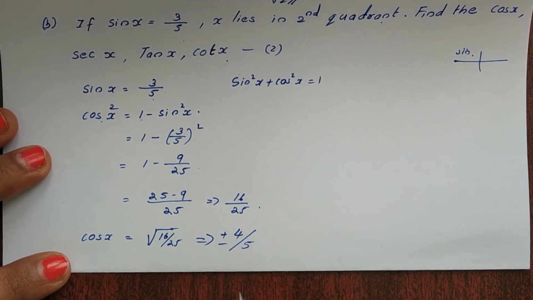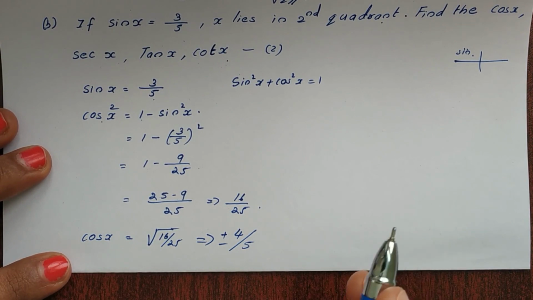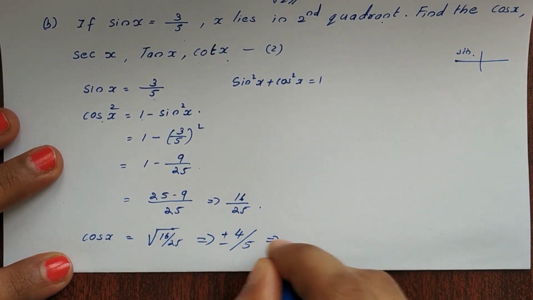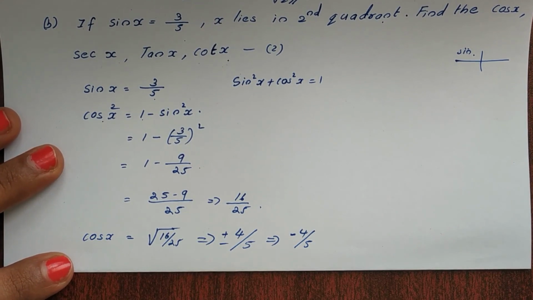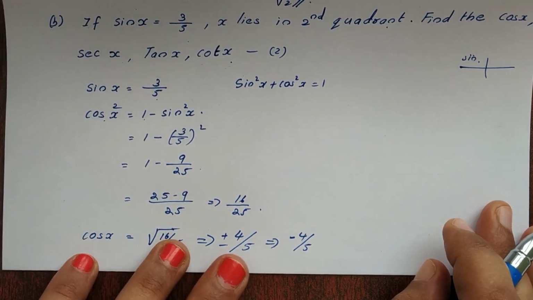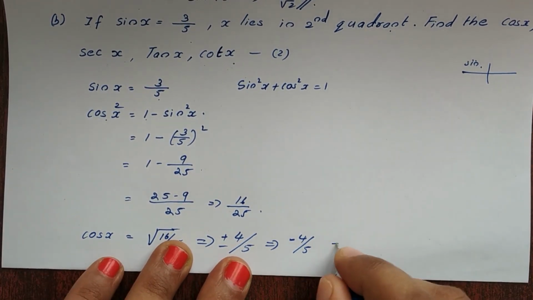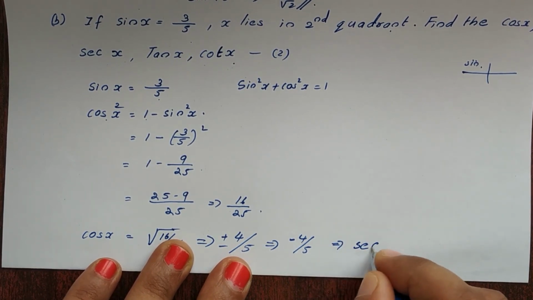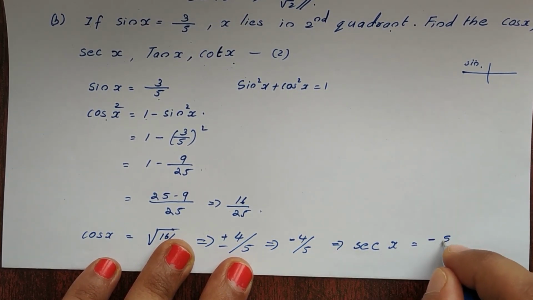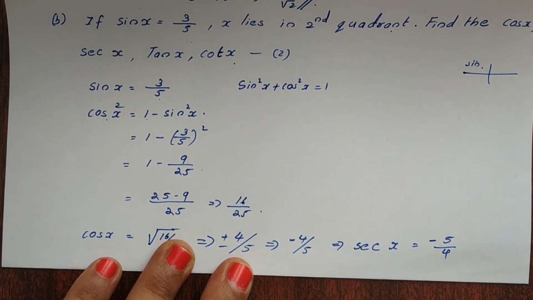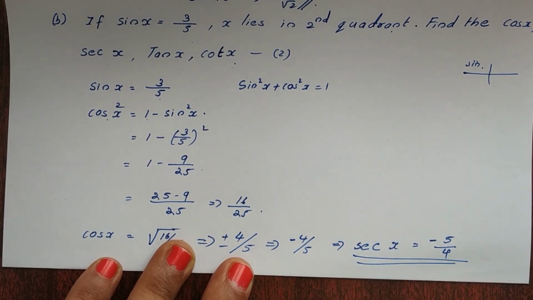In the second quadrant the cos value is negative, so cos x is minus 4 by 5. Then sec x is the reciprocal, with the minus sign, that is minus 5 by 4. So we got the sec value.